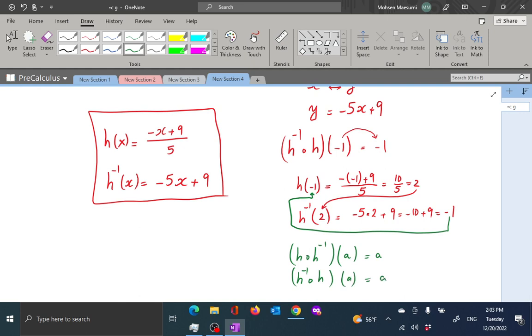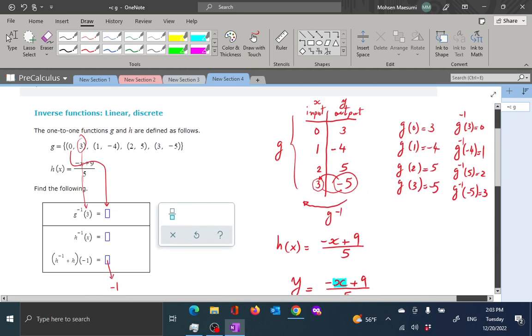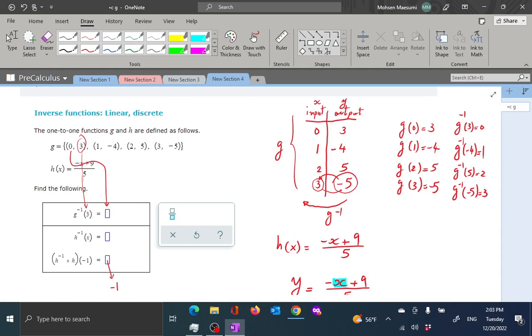Okay, so that was a short look at the issue of inverse function with respect to discrete functions, which are given by a table, and linear functions, which are given by this simple format.